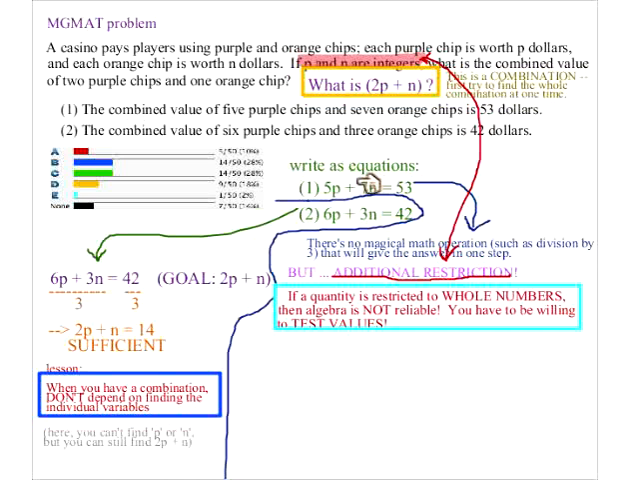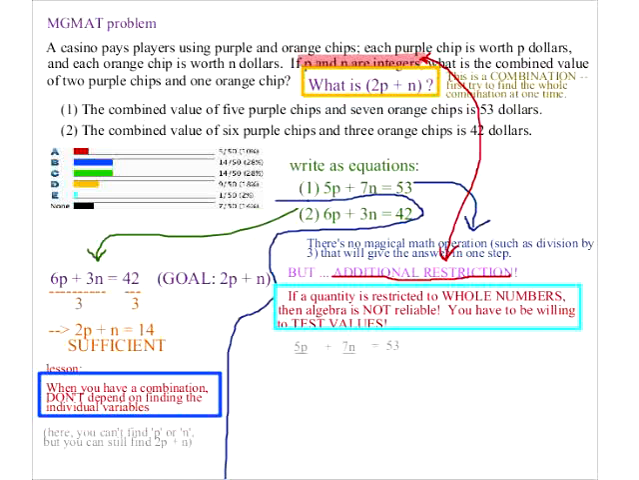If you look at this from a purely algebraic standpoint, you're going to say there's not one solution, but that's not valid in the case of an integer restriction. So what you've got to do is set it up where we're going to test values. We know that 5p and 7n are supposed to add up to 53.